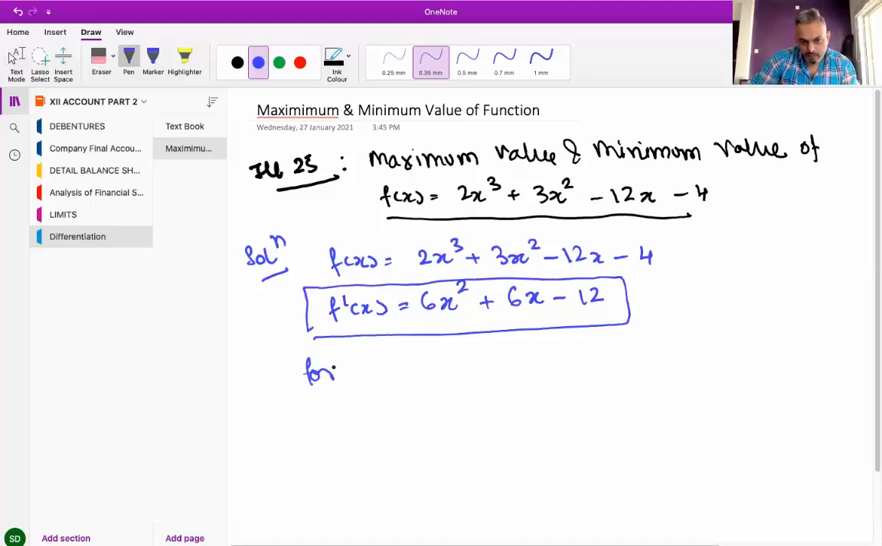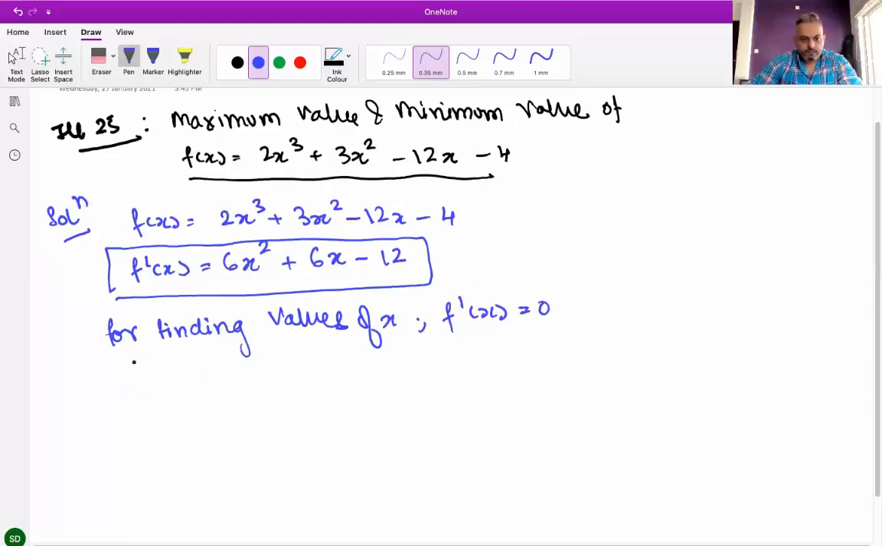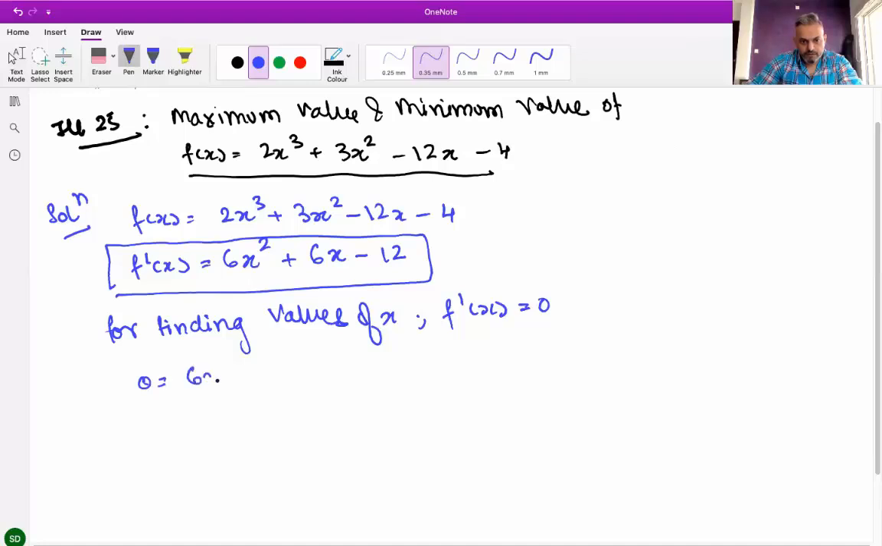For finding values of x, we take f'(x) = 0. So this first order equation over here, you take it as 0. That is 0 = 6x² + 6x − 12. Now we divide all of them by 6. So what we get is x² + x − 6 twos are 12, which is equal to 0.